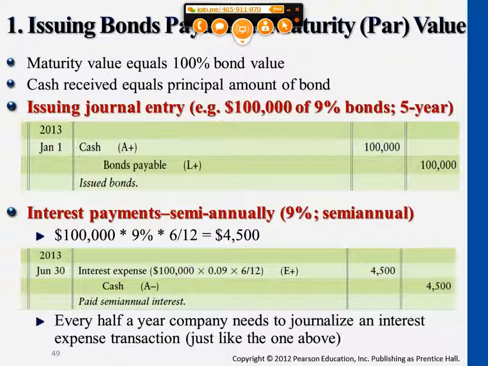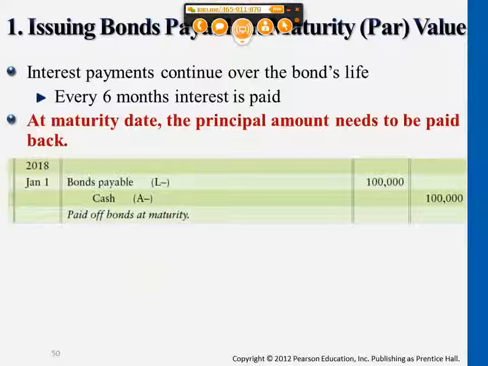You want to guess how we journalize this? Well, since we paid all the interest every half a year, we got rid of the interest part. So we're just left with the maturity value. So the third entry, again, would always be whatever you borrowed, whatever is listed on the face value of the bond, the maturity value of the bond.